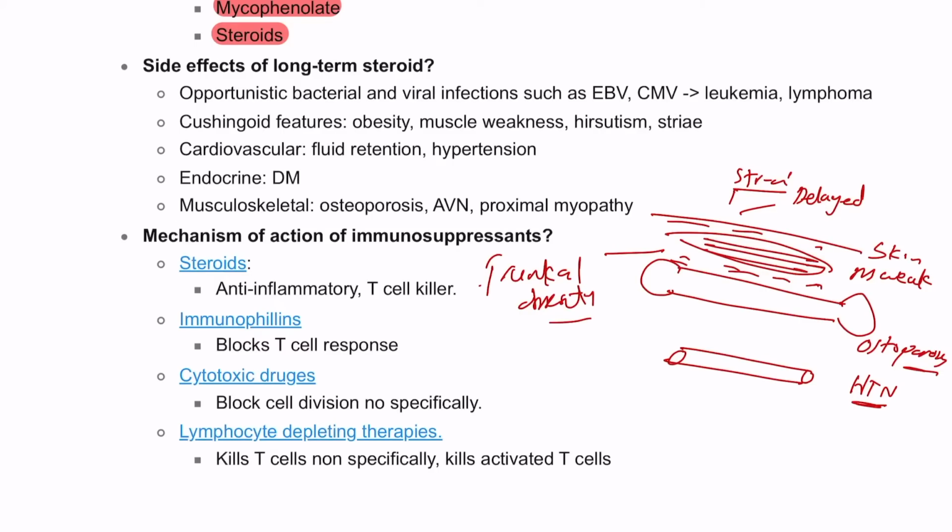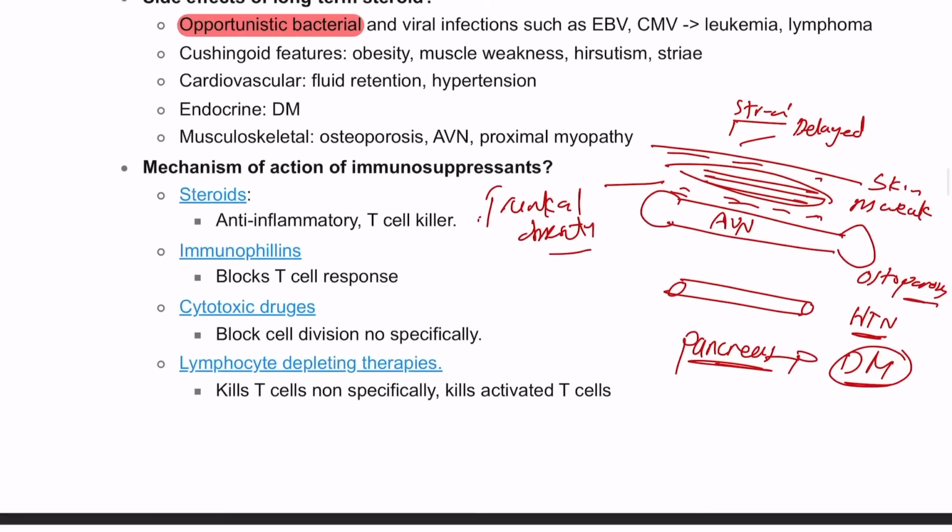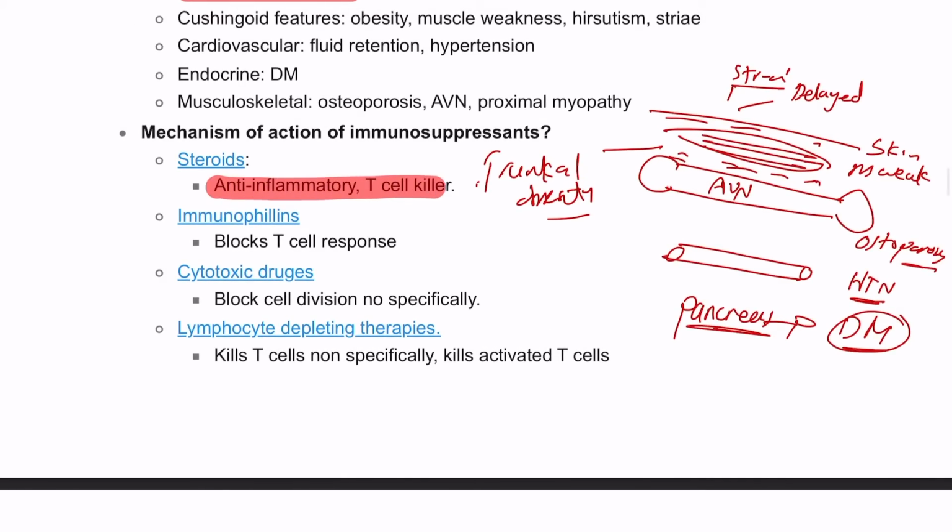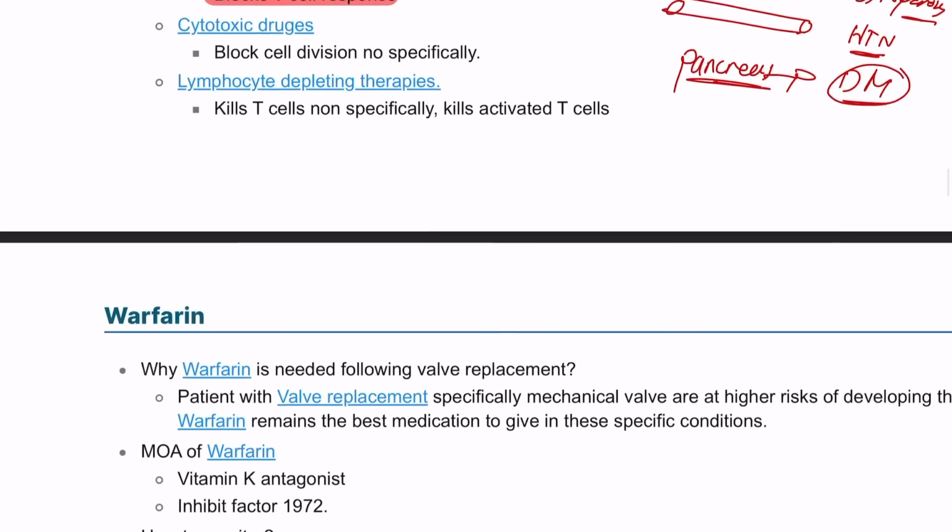or obesity in general. The pancreas, that reminds me of the hormones. So the patient can have diabetes from the effect of the steroids as well. Avascular necrosis in a bone as well can be mentioned. So as you can see, the immunocompromised state predisposes to opportunistic bacterial infection. The steroids are basically anti-inflammatory, and they suppress T-cell killers. Immunophilins block the T-cell response. These are some sort of mechanism, but I think they're more related to part A rather than part B.